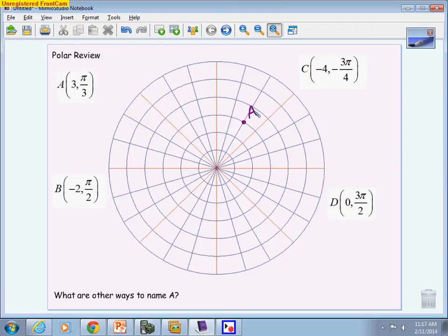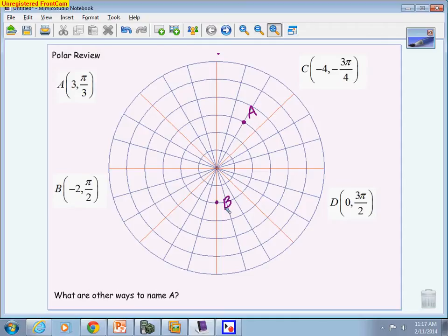And then for B, we are going to pi over 2, which is up here, but I'm going backwards, so I'm going to go down from the pole 2 spaces, and that is going to give me point B.